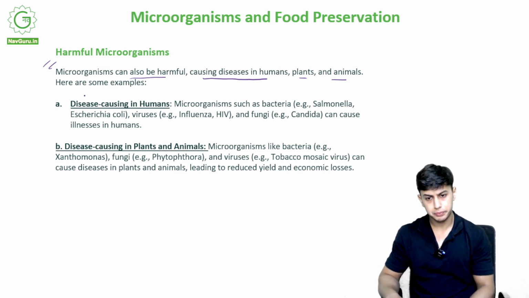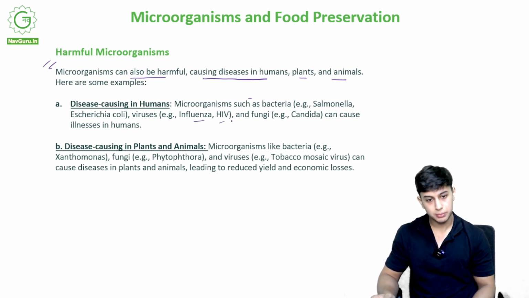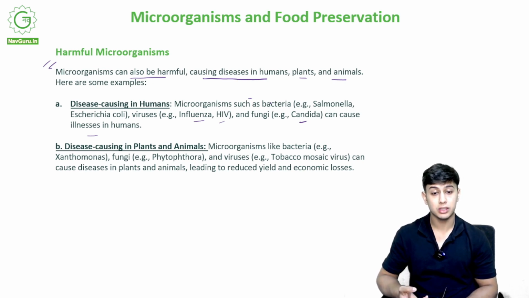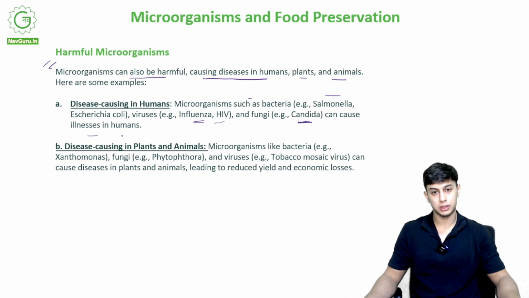So what happens is, microorganisms such as bacteria that include Salmonella, Escherichia coli, these are some names, alright, you need not remember, but some bacteria, viruses like influenza, HIV, it is important, fungi, can cause illness in humans. So bacteria, fungus and virus, these can cause illnesses in humans. What type of viruses? Influenza and HIV. Fungus includes Candida. Salmonella is a bacteria. These are examples of microorganisms that are producing diseases in humans. They go inside, they derive their food from us and they produce diseases. Okay, they make us ill.